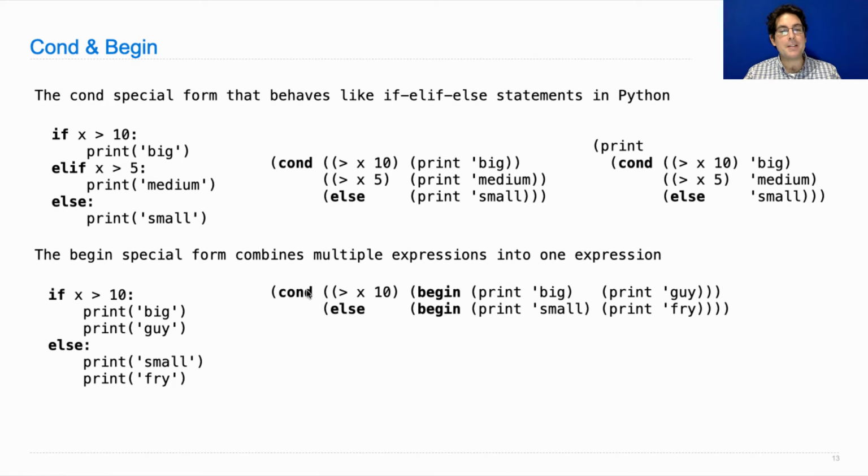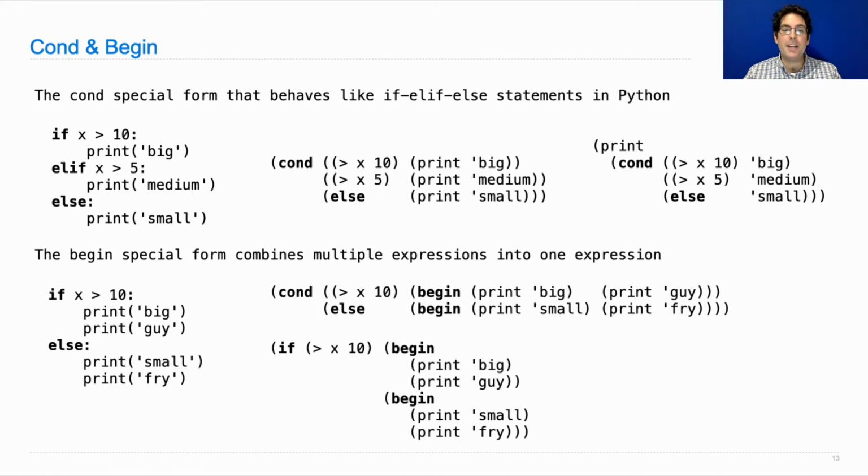And by the way, since there are only two alternatives here, it would be a little bit more natural to just do it with an if. And you can indent however you want or go to new lines however you want. So here's an equivalent expression that just says if x is greater than 10, then print big and print guy. Otherwise, print small and print fry.